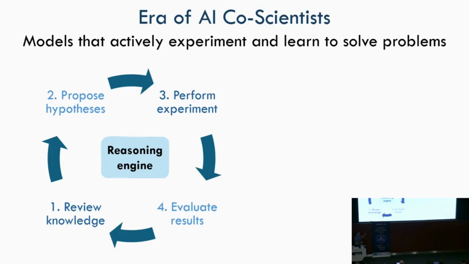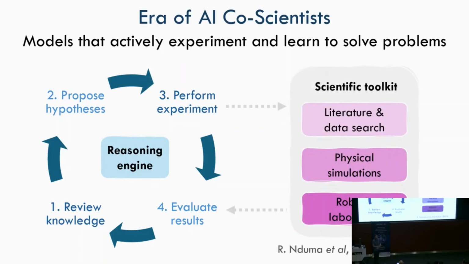One is you have a reasoning engine. This would be your reasoning model that takes in data, proposes a hypothesis, performs an experiment, and then loops. But the real trick here is that you need to have your scientific toolkit in order to do those experiments. So this could be a deep literature search. It could be data that you have access to that you've generated. It could be physical simulations. It could be machine learning models. Or it could be directly an automated lab that's going to give feedback.